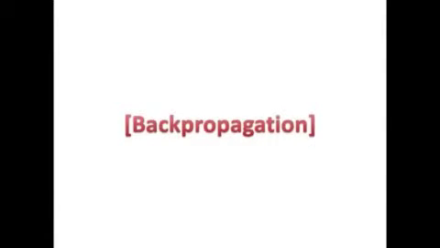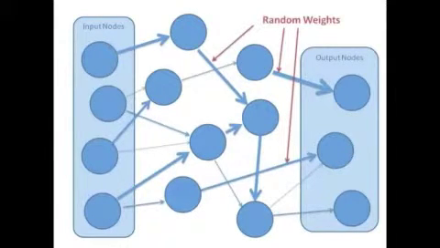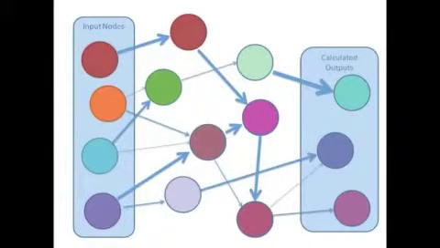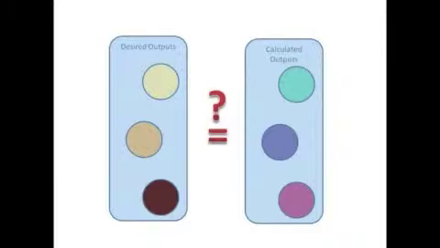propagation. We start with random connection weights. Then, for a given set of inputs, we decide on a set of desired outputs. Using the random weights, we first let the network calculate some outputs. Then, we compare the outputs that the neural net calculated to the desired outputs that we defined. Since we gave the network random weights, we obviously cannot expect the two outputs to be equal.